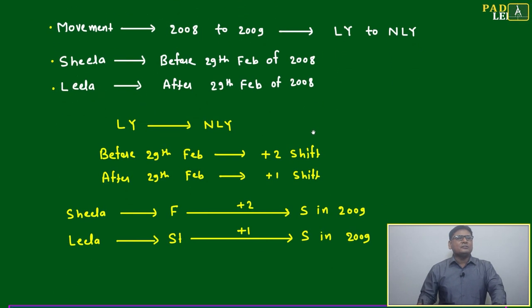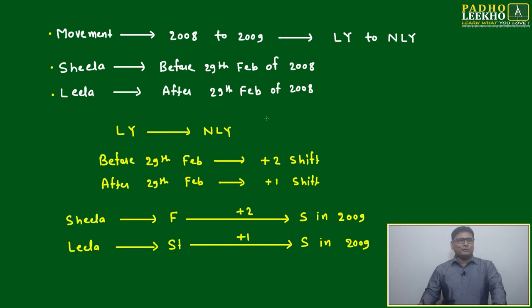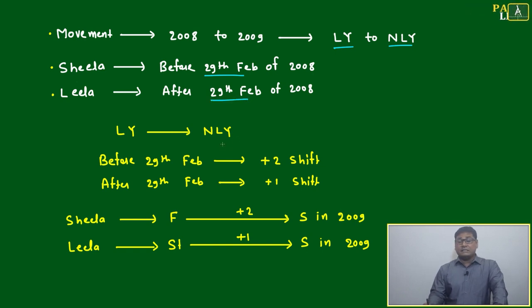Based on this concept, many people make mistakes. Movement 2008 to 2009, leap year to non-leap year. Sheila is before 29th February of 2008, and Leela is after 29th February 2009. Always keep this in mind. Leap year to non-leap year: before 29th February, plus 2 shift.